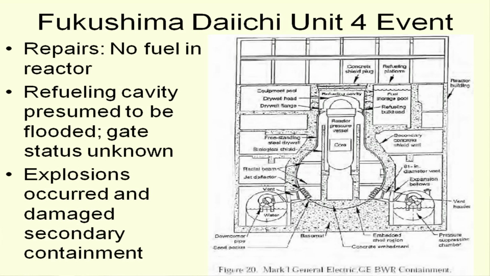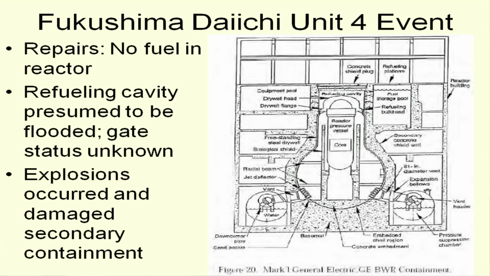At this point, the refueling pool was flooded, and they were working in there. This says the gate status is unknown. I learned last week in a report the Japanese sent to the IAEA that the gate was open, and they were moving things back and forth and trying to get the core shroud and whatever out, and explosions occurred in the secondary containment and blew the top and side out of Unit 4. Happened fairly soon on. That leads to the question of, if it's not operating, what the heck blew up? What exploded?